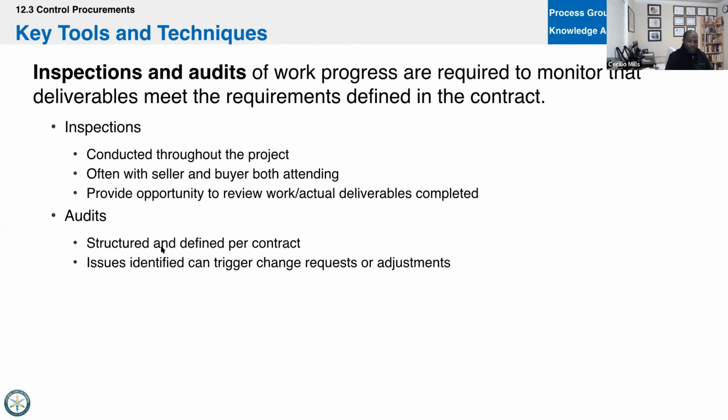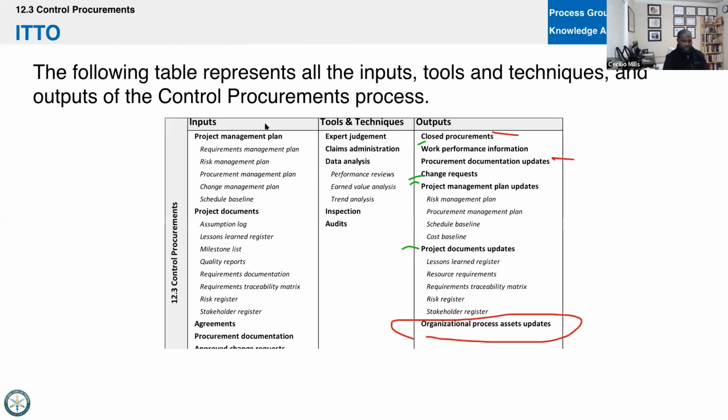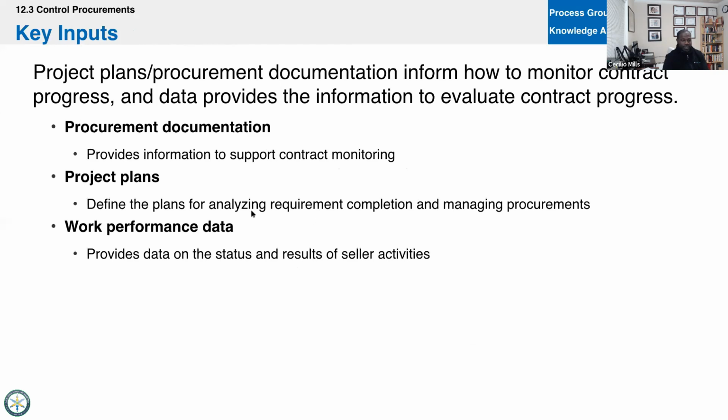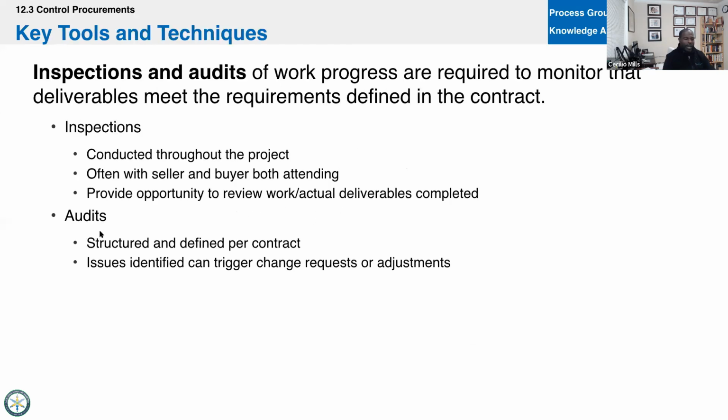All right. We may also audit. And so, a procurement audit. Okay, let me put here just inspections and audits. Okay. So what's written here: the audit, structured and defined per contract, issues identified can trigger change requests or adjustments.